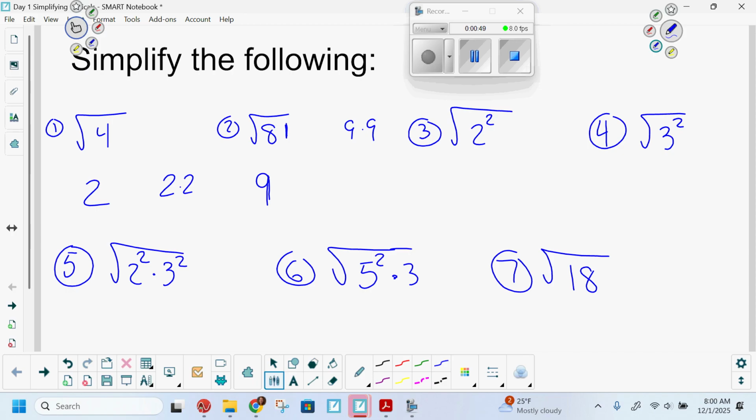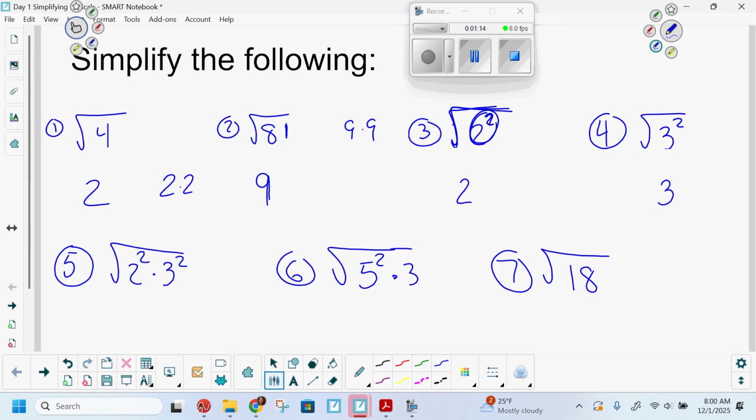Now, what about the square root of 2 squared? Well, I know 2 squared is 4, but if you think about it, when I write it this way, I'm taking the square root of something that's being squared. So the square root and the squared undo each other. So I'm just left with that 2. So the square root of 3 squared is just going to be 3.